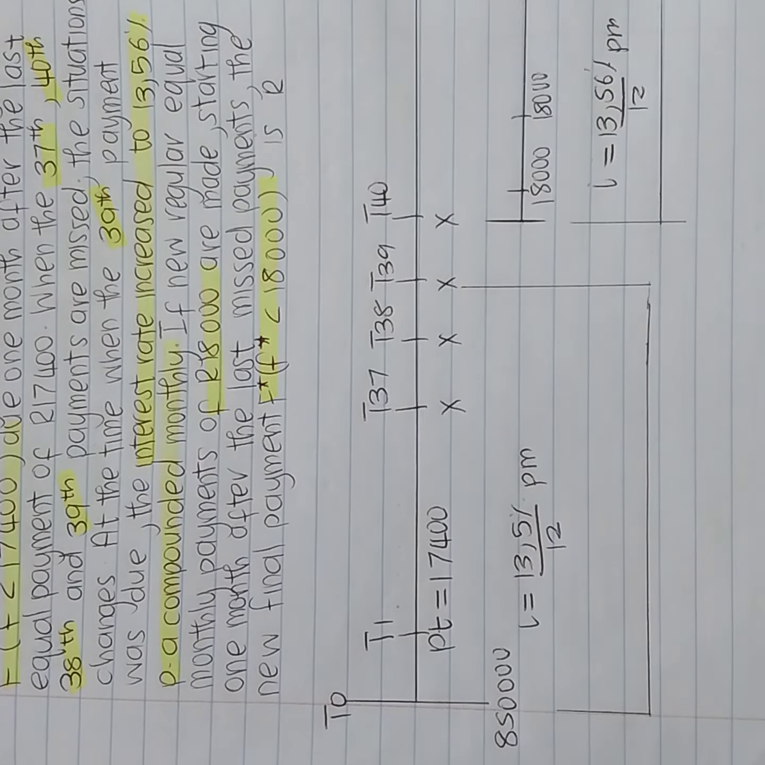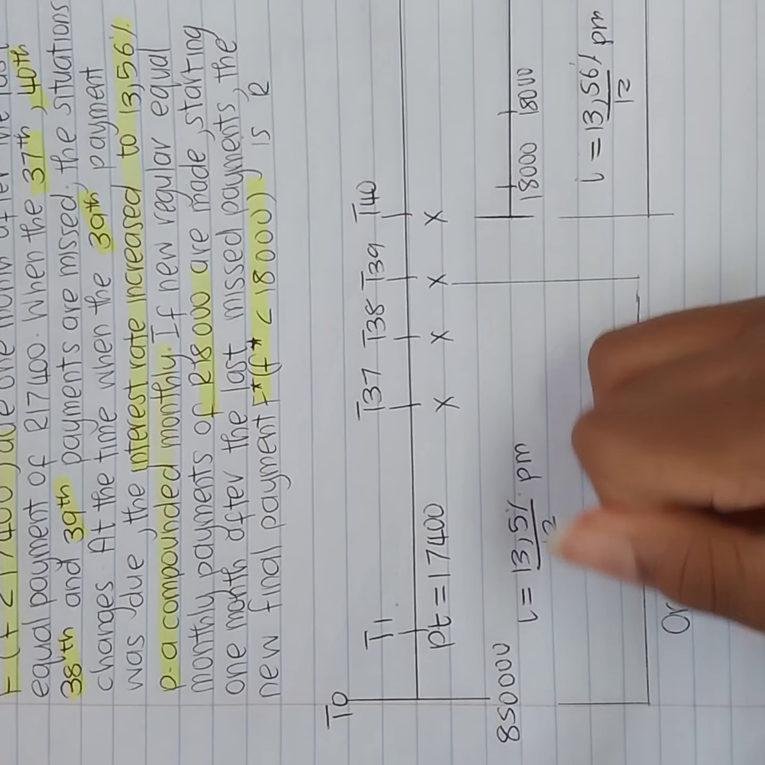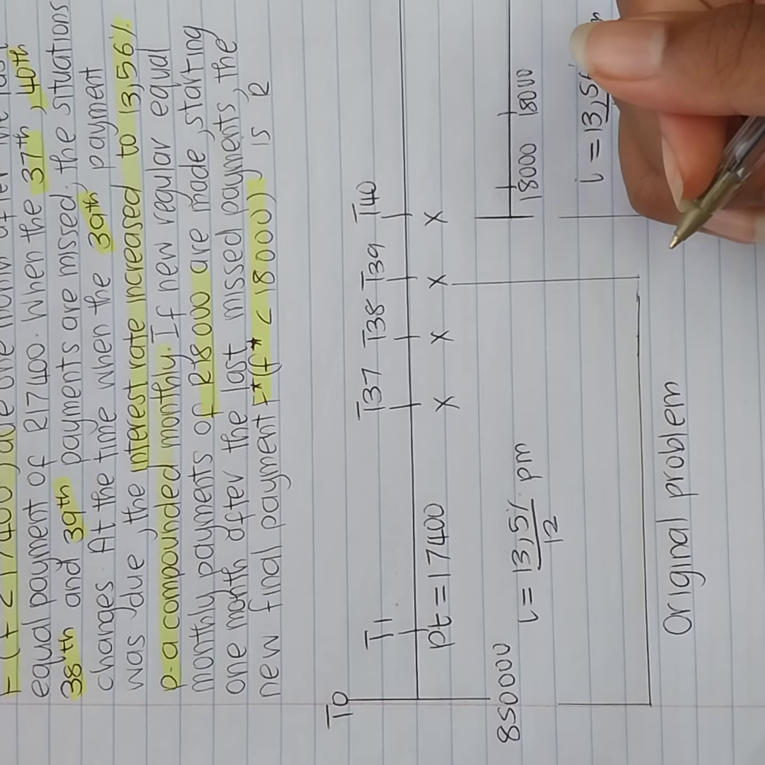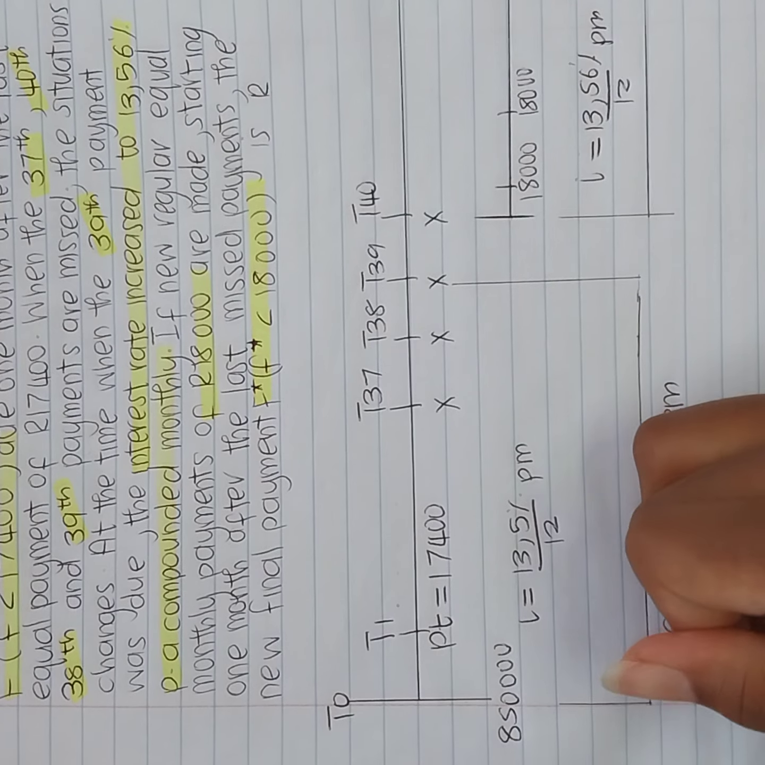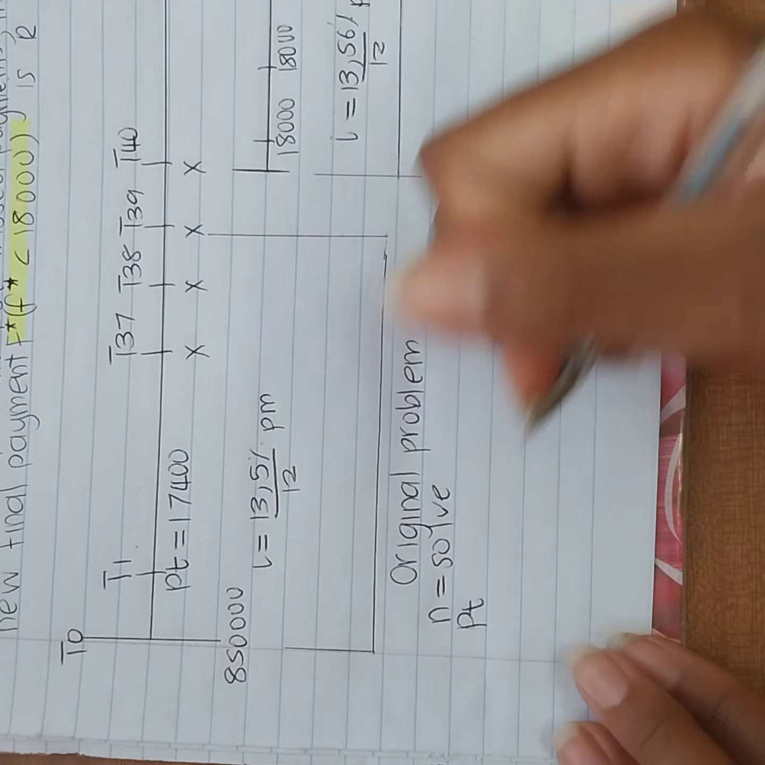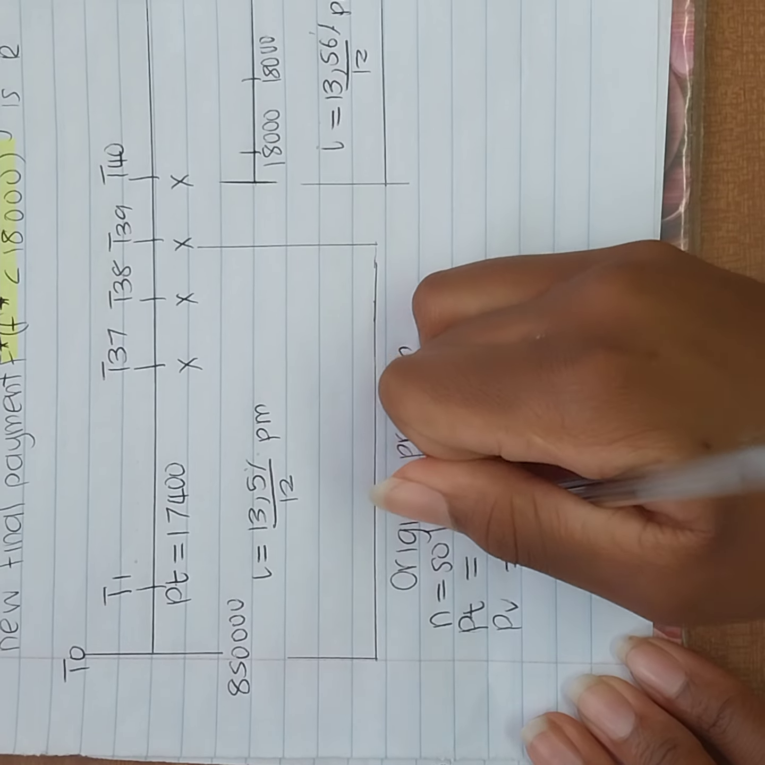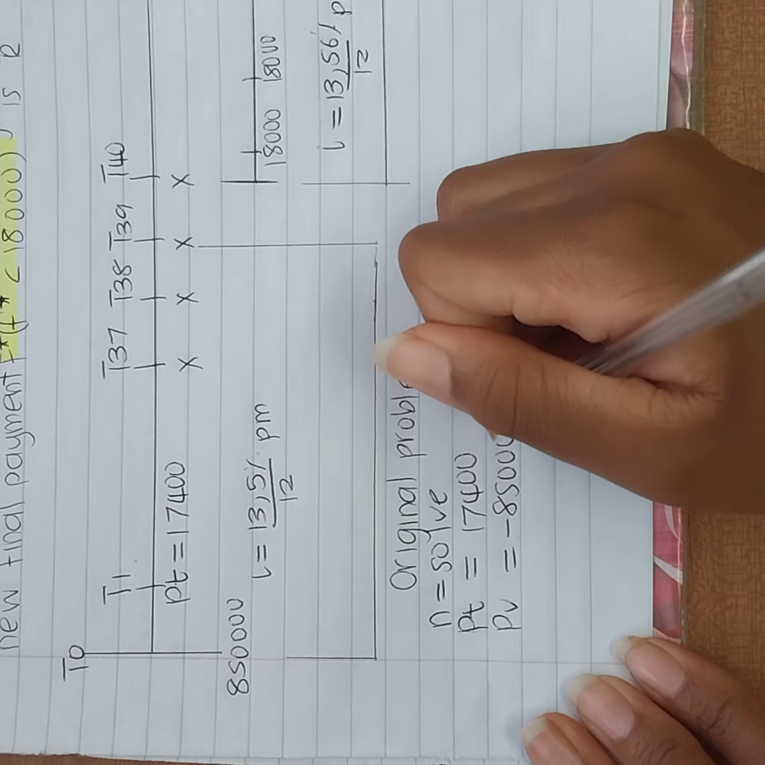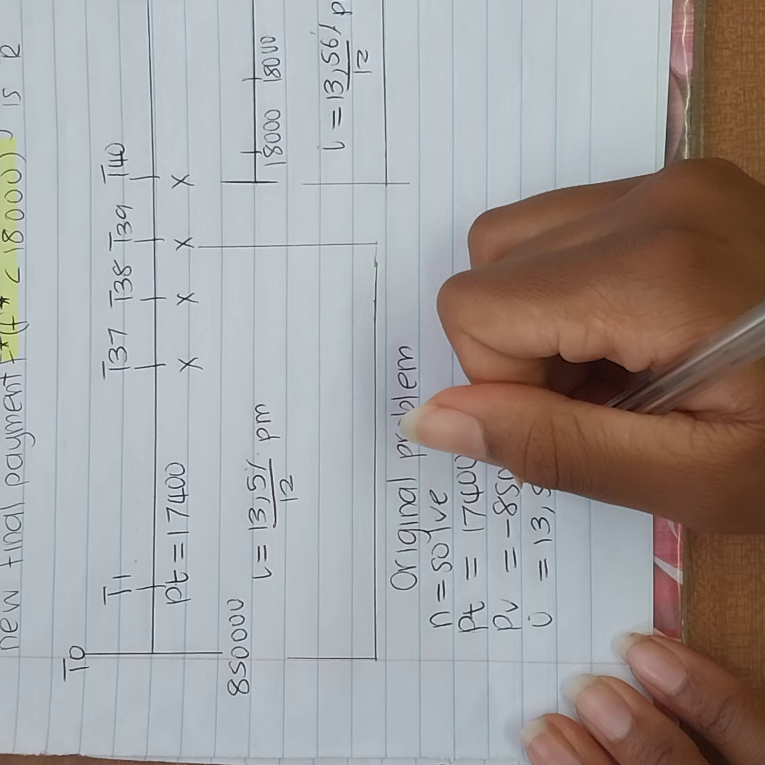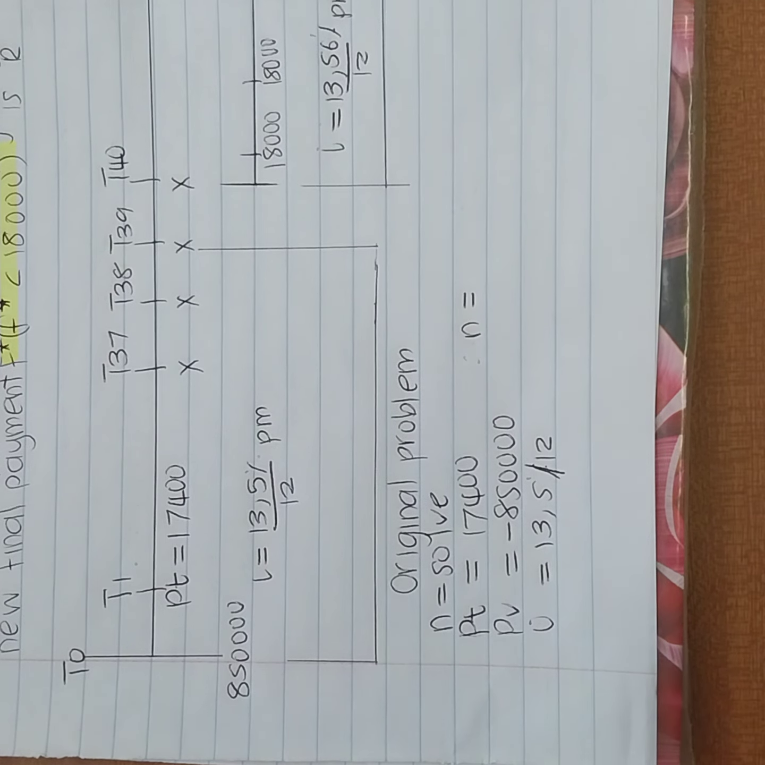So remember, after drawing a timeline, you have to solve the original problem. In the initial problem, we have to solve for n. So n, solve. My PMT is equal to 17,400. My PV is negative 850,000. Right? My I is 13.5 divided by 12, right?